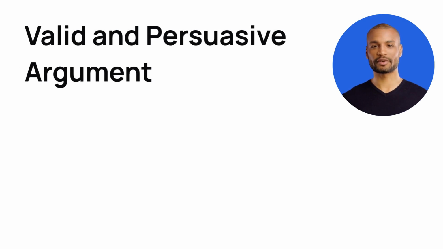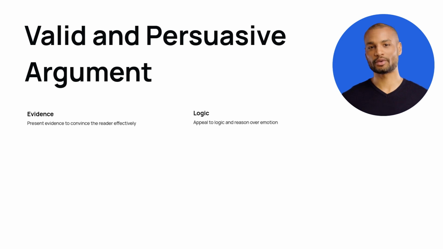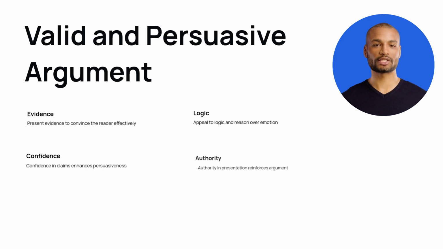Your argument should be both valid and persuasive. Present evidence in a way that convinces the reader. Appeal to logic and reason over emotion. Confidence in your claims enhances persuasiveness. Authority in presentation reinforces your argument.